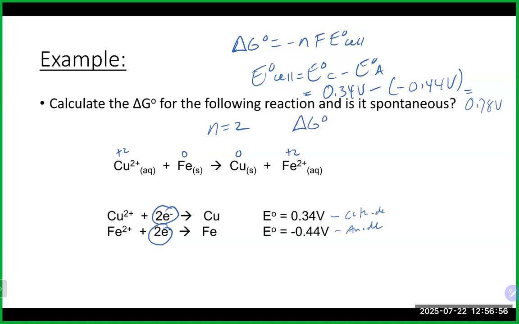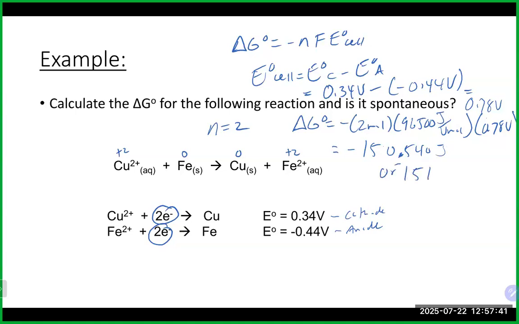So our delta G in this case, minus 2. Faraday's constant, 96,500 joules per volt per mole. And our E of our cell, 0.78 volts. Again, the volts are going to cancel, the moles will cancel. Going to leave us in joules, and that's going to be 2 times 96.5 times 0.78. Looks like a negative 150,540 joules, or negative 151 kilojoules, if we convert it to kilojoules in this case.